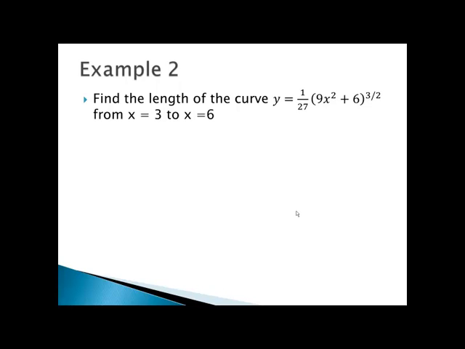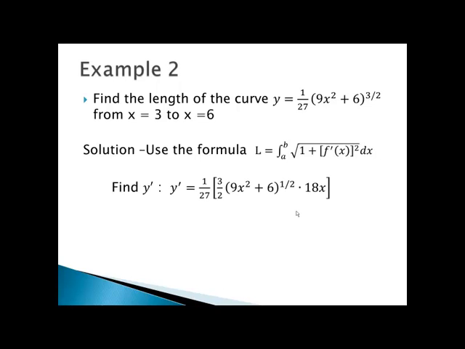In the second example, I'm asked to find the length of the curve y equals 1/27 times the quantity 9x squared plus 6 to the 3/2 power from x equals 3 to x equals 6. I'll again use the length formula for y given as a function of x. I'll start by finding the derivative of y. To compute that derivative, I need the chain rule. The chain rule says the derivative of the outside times the derivative of the inside.